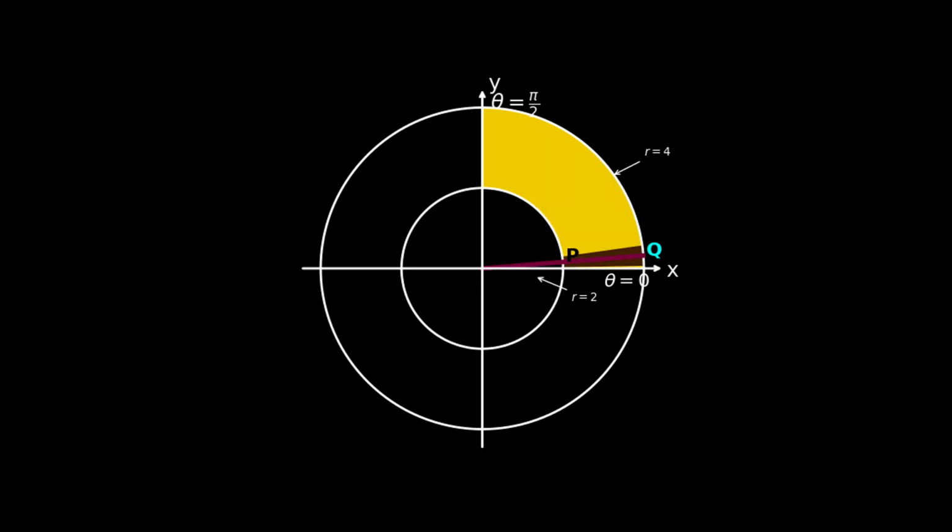Now this elementary radius vector enters from the origin O at r equals 2 and terminates at r equals 4. This yellow colored region is our target. We have to find out this area.